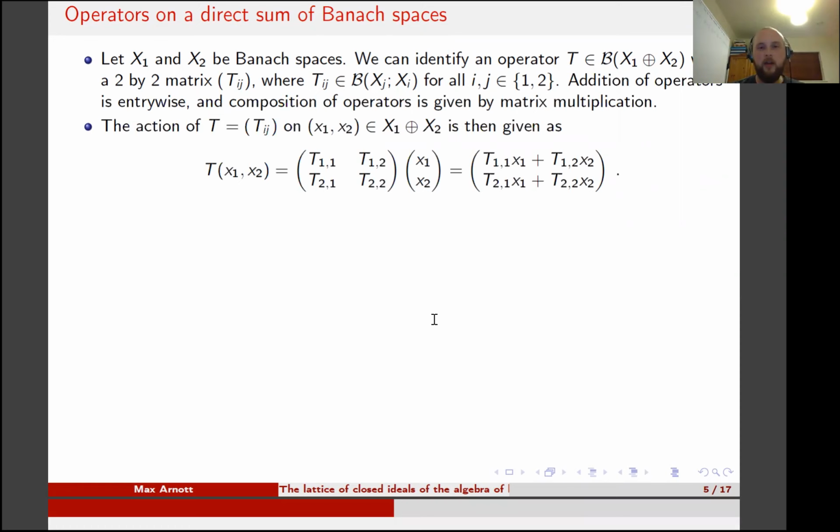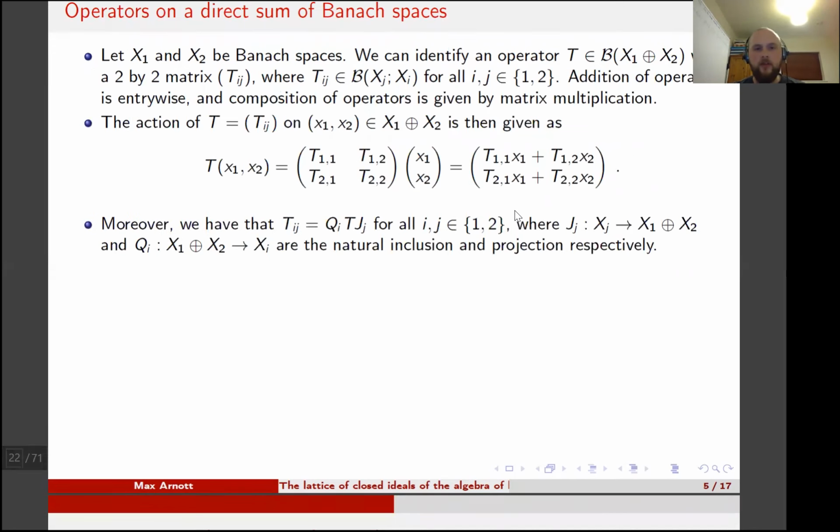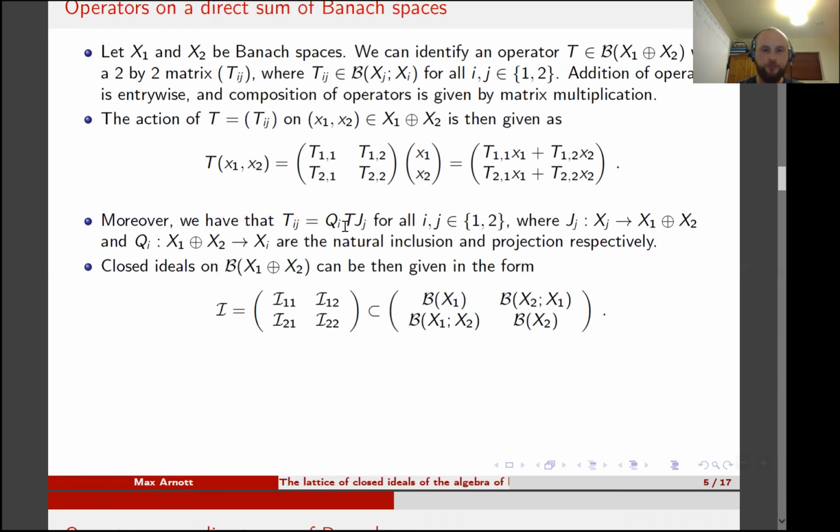The action on a pair (x1, x2) in this direct sum is just given as follows. You can also recover any quadrant of the matrix just by using the inclusions and projections. So if we let J_j be an inclusion from x_j to x1 plus x2, and q_i being the quotient from x1 plus x2 to x_i, then we can say that T_ij, the ijth quadrant, is equal to q_i T J_j. And then closed ideals are subspaces of the space of bounded operators. So each quadrant has to be a subspace of the bounded operators on that particular quadrant.